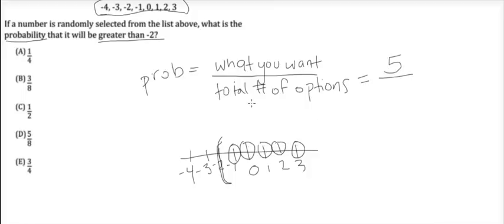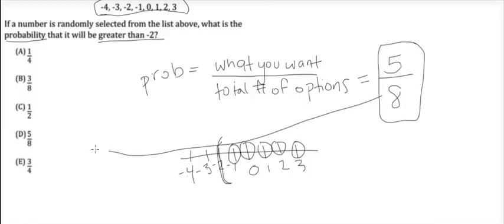The total number of options we have are those 5 plus -2, -3, and -4, giving us a total of 8 options. And that is therefore our probability. This fraction cannot be reduced any further, so that tells us that our answer here is letter choice D.